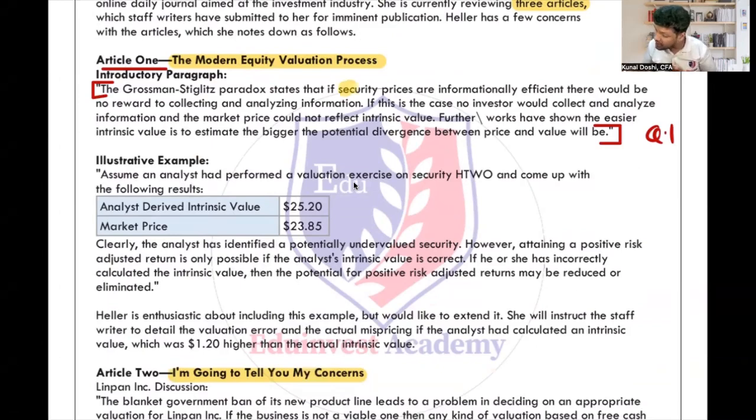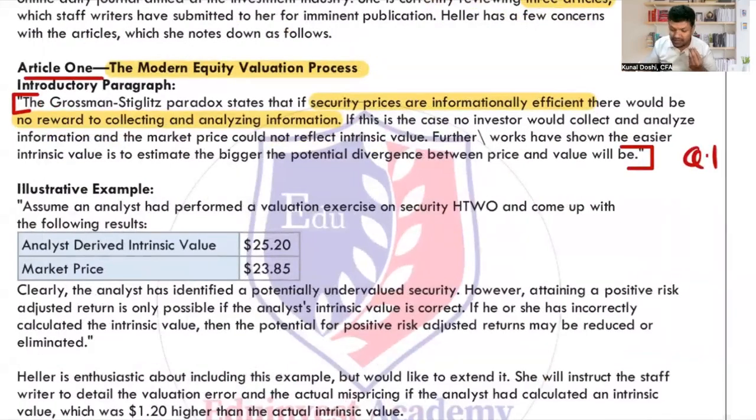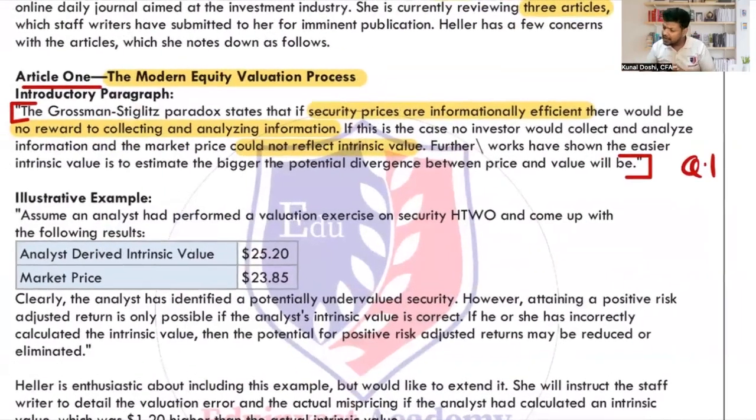Grossman states that if security prices are informationally efficient, there would be no reward for collecting and analyzing information. Anything wrong with this, everyone? No, right? Because the intrinsic value will be similar to the market price, isn't it? If this is the case, no investor would collect and analyze information, and the market price could not reflect intrinsic value. Market price will in fact be similar to intrinsic value, because then there is no point of doing arbitrage or doing investments. Correct?